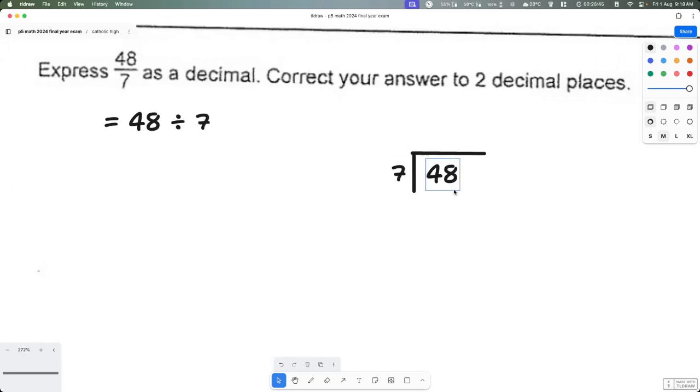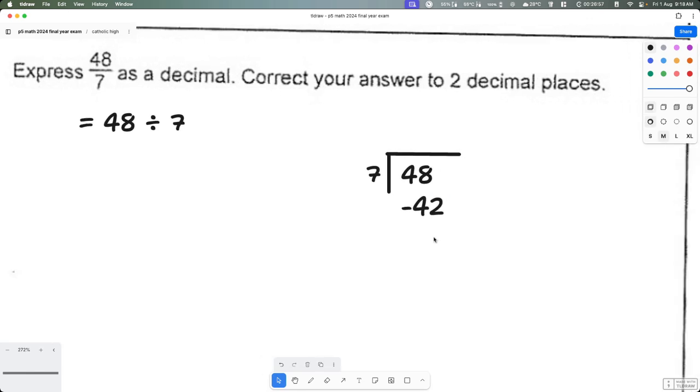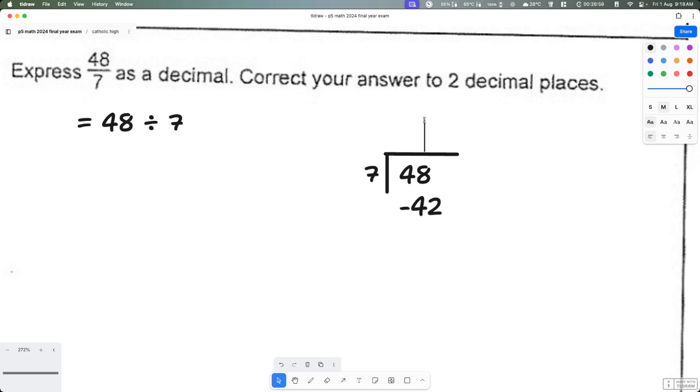Okay, so we have 48 divided by 7. So what is the closest to 7 for the number 48? Sadly, it's not 49. It's actually 42. So in this case, what gives 42? 6, right? And 48 minus 42 will give us 6 as well.